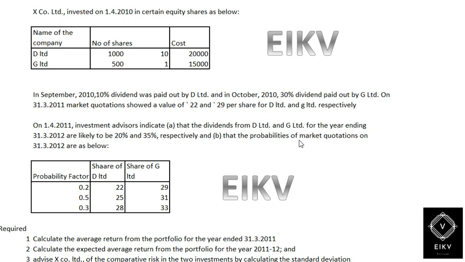Number two, that the probabilities of market quotation on 31/3/2012 are as follows. We have the probabilities 0.2, 0.5 and 0.3. For D Limited it would be 22, 25 and 28. For G Limited it would be 29, 31 and 33.